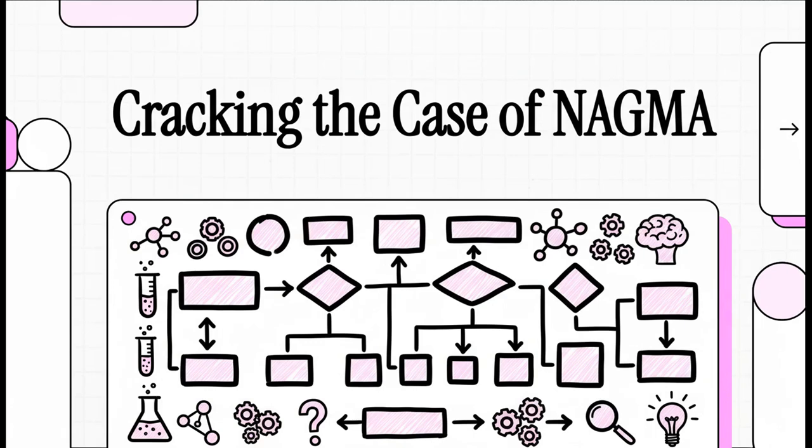All right, today we are jumping into a classic clinical puzzle. You've got a patient with acidosis, but a completely normal anion gap. Now this can be a real head-scratcher, but trust me, by the end of this, you're going to have a foolproof flowchart to solve it every single time.